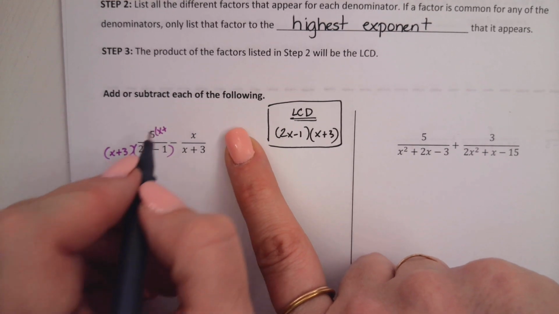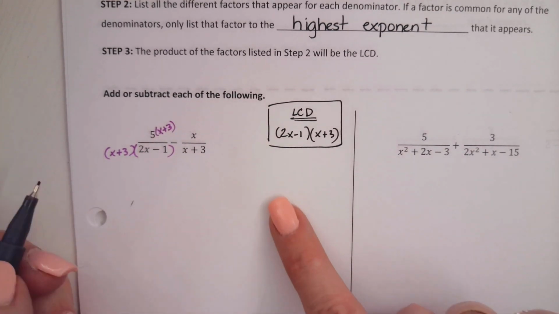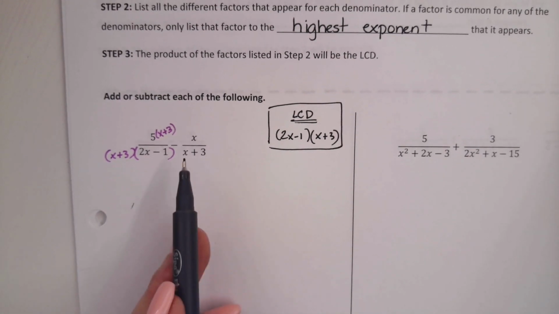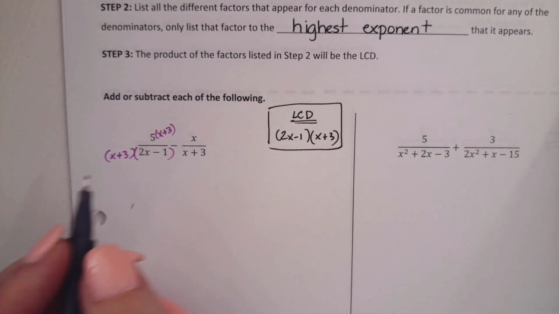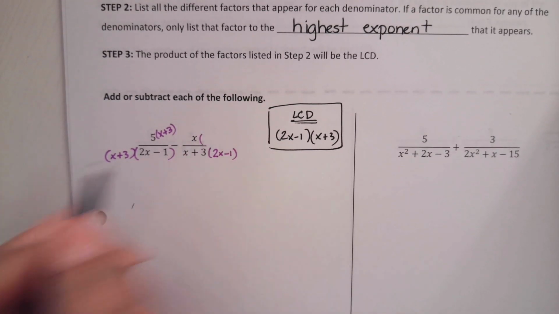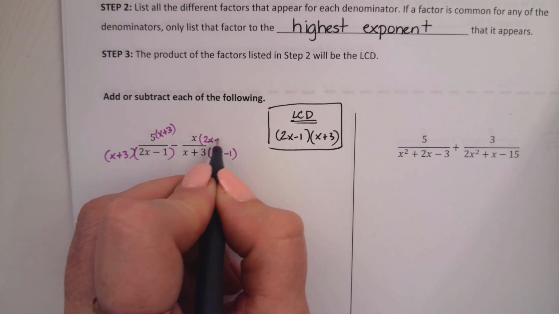Remember, when you're finding common denominators, anything you do to the bottom of a fraction, you've got to do to the top of the fraction. My second fraction already had an x plus 3, so what does it need? A 2x minus 1. Along with its numerator, we'll need to multiply it by 2x minus 1.